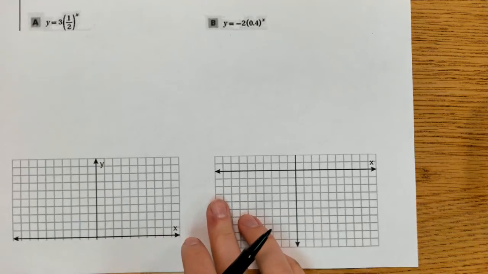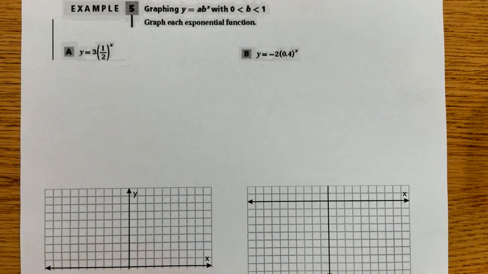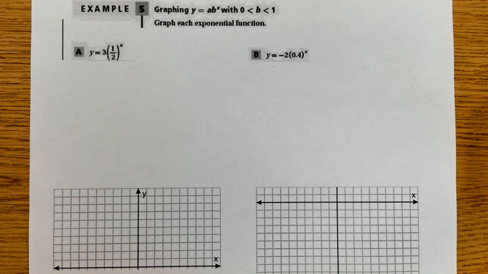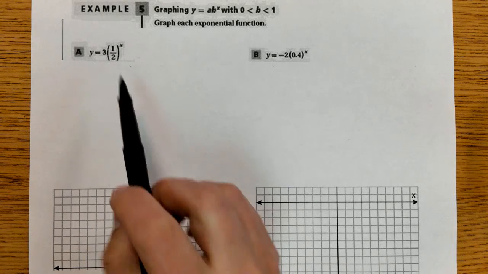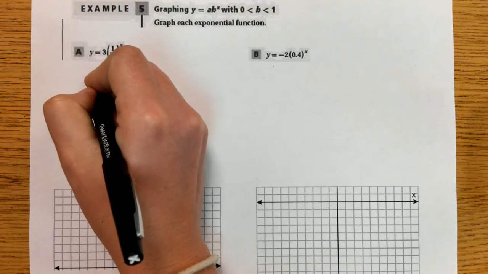So now we're going to go ahead and look at example 5. For example 5, we are going to have a B value that's in between 0 and 1. So that means we're going to have a fraction or a decimal for the value that's being raised to the power. So for these, we're going to follow the same process, substitute in some values for x, and then go ahead and graph them. So I'm going to set up an XY table.